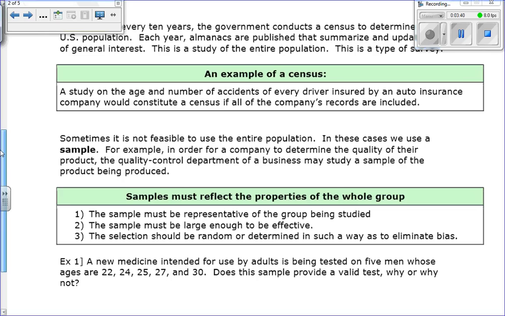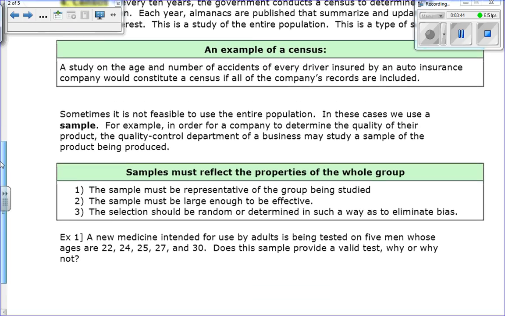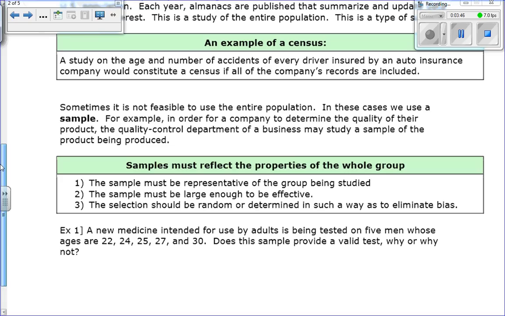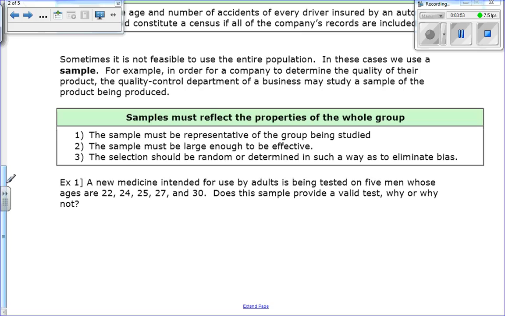Sometimes it's not feasible to use the entire population. In these cases, we use a sample. For example, in order for a company to determine the quality of the product, the quality control department of a business may study a sample of the product being produced. Samples must reflect the properties of the whole group. The sample must be representative of the group being studied. The sample must be large enough to be effective, and the selection should be random or determined in such a way as to eliminate bias.